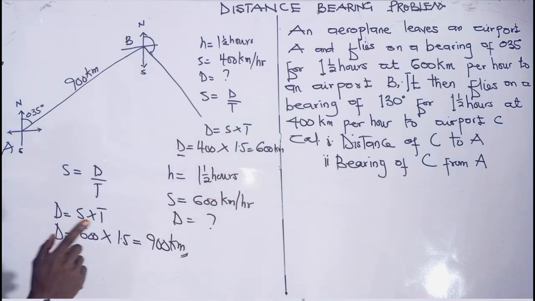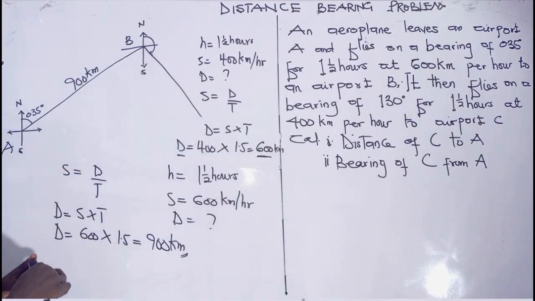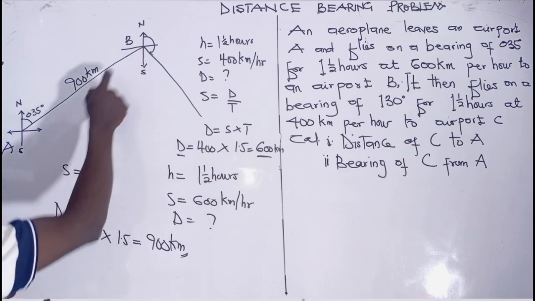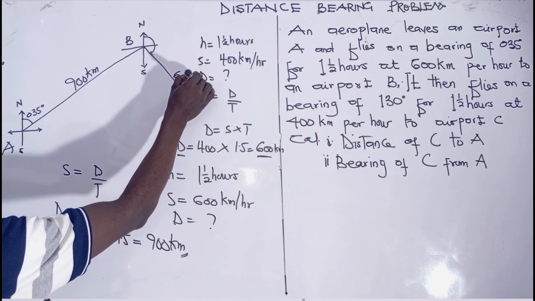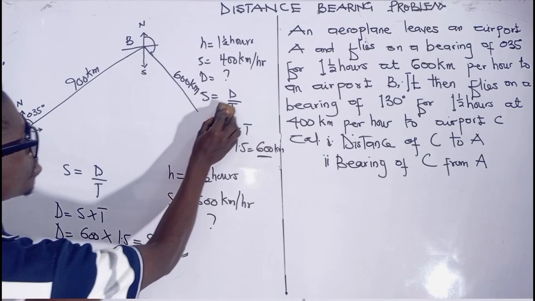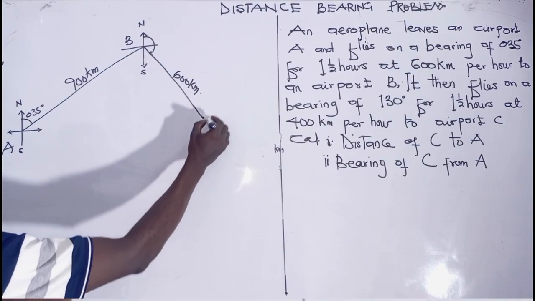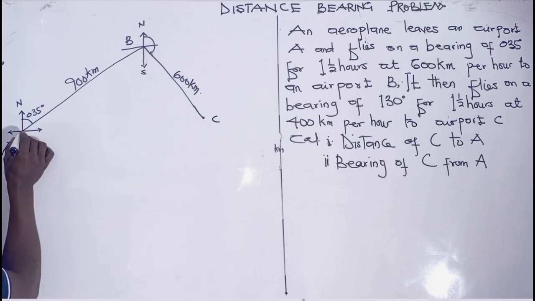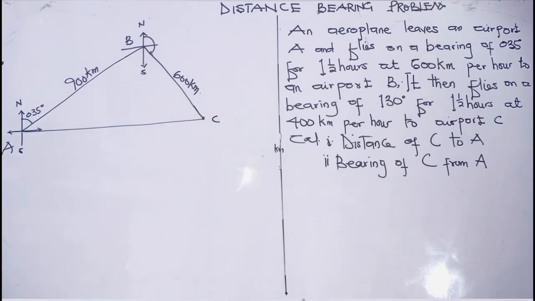So it means that the distance from port B to port C is going to be 600 kilometers. And you agree with me that 600 kilometers is smaller than 900 kilometers, and therefore the length of B to C must be shorter than the length of A to B. So we can end somewhere here, and then we have 600 kilometers. So this is point C. Once we are done, we can join port A to port C. Good. So we are done with the diagram.